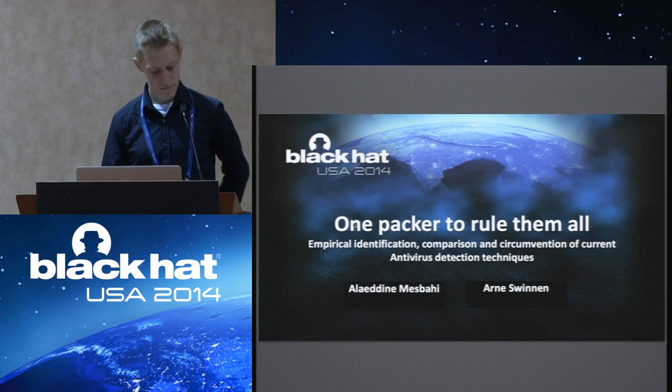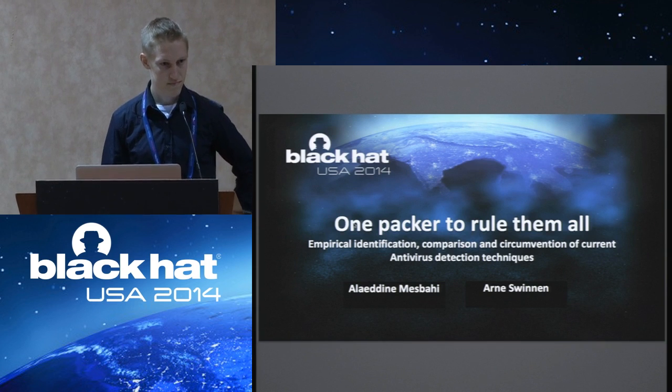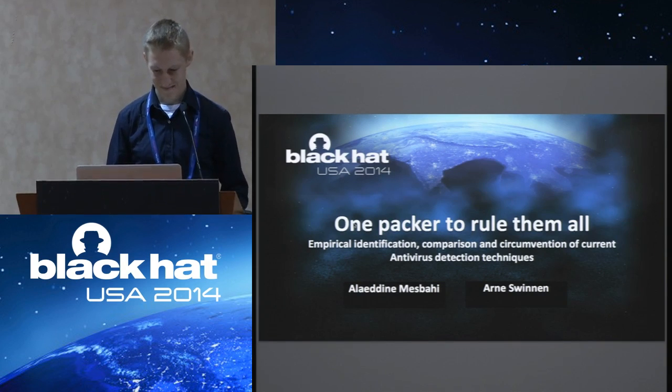One packer to rule them all: empirical identification, comparison and circumvention of current antivirus detection techniques.